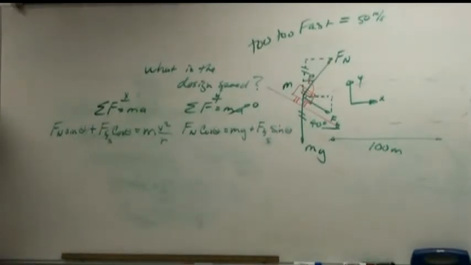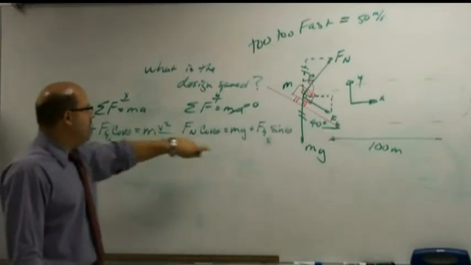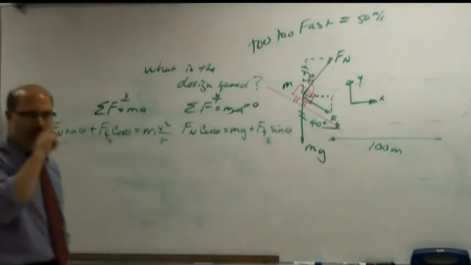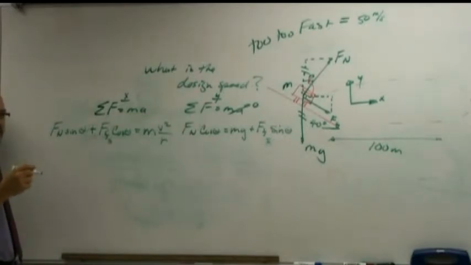We don't know the normal force again, right? What do we know? We know angle, we know m, we know v, we know r. We don't know normal force, so we have to solve for normal force and plug it in. We don't know friction. We're going to solve for what friction would need to be.